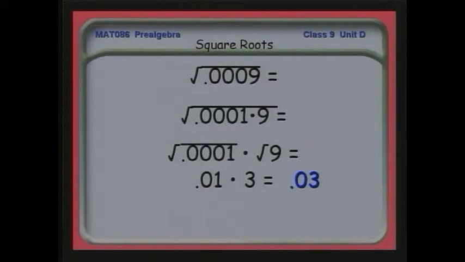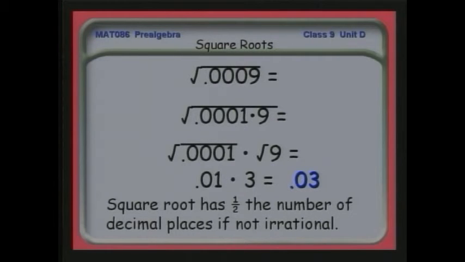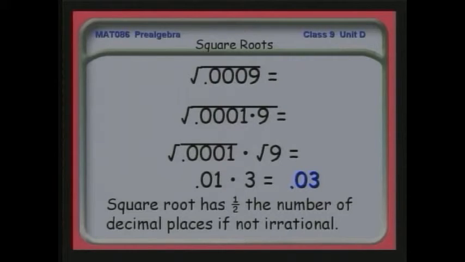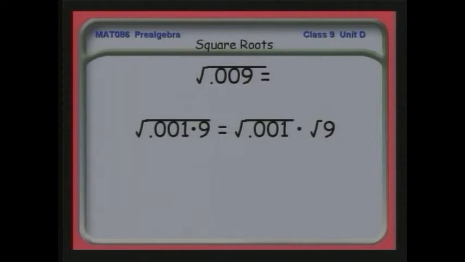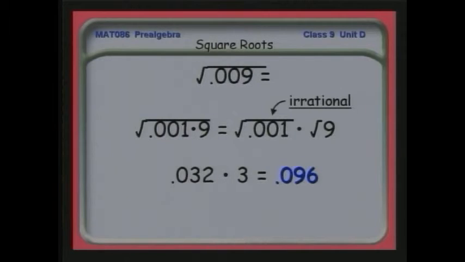Notice an interesting thing here that happens. I see that with multiplication of decimals, the product has more decimal places. The square root, in a way, is going backwards. Notice that has half the number of decimal places as the original quantity that I took the square root of. Sometimes things aren't so simple. If we did the same process with this, I see that, okay, the square root of 9 is going to be 3, but that square root of 0.001 is not something I can do easily. I need to use the calculator, and I can approximate it to 0.032, then times 3, and that's equivalent to 0.096.